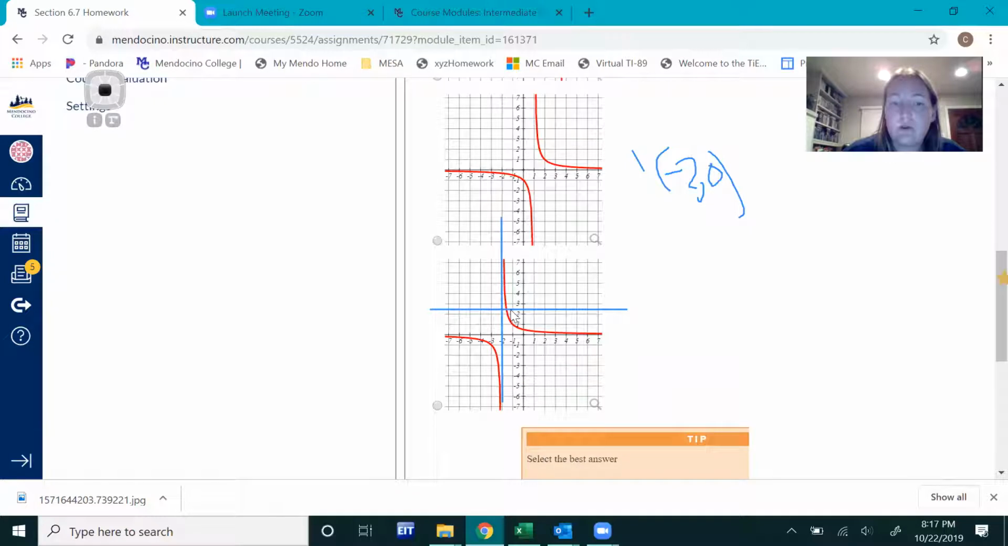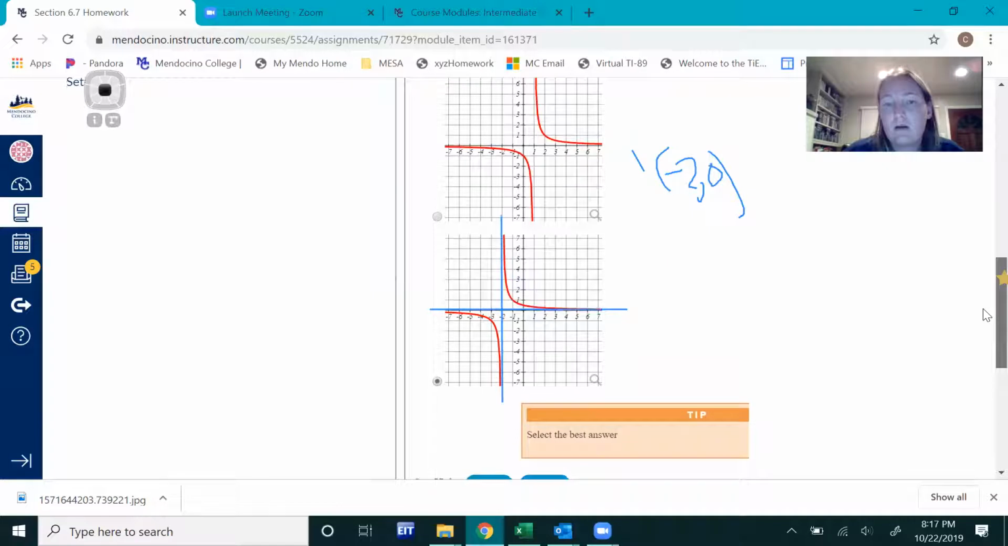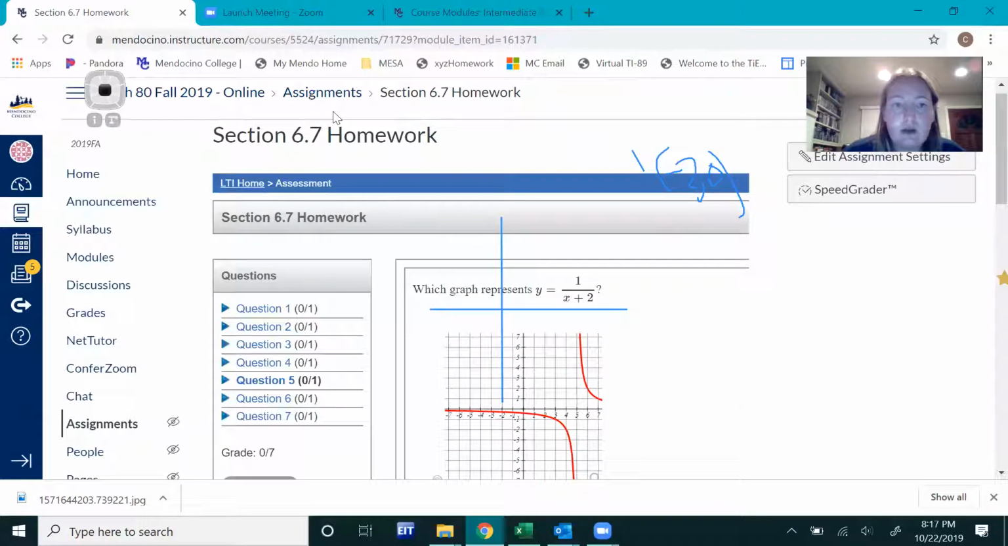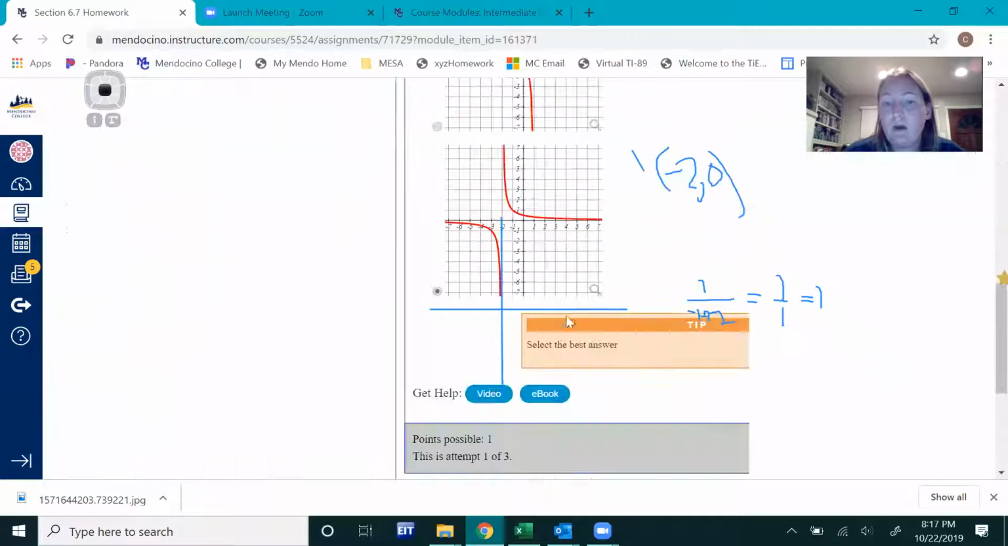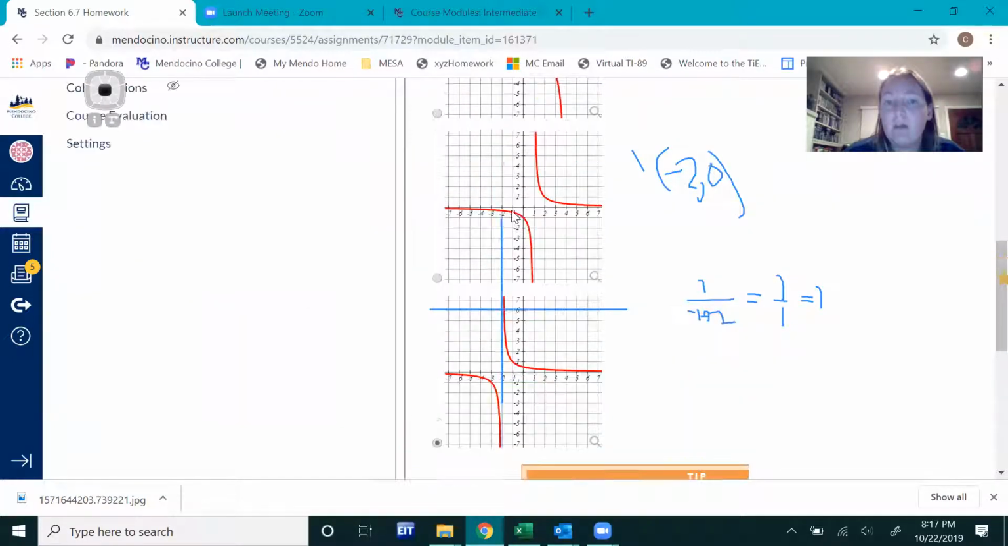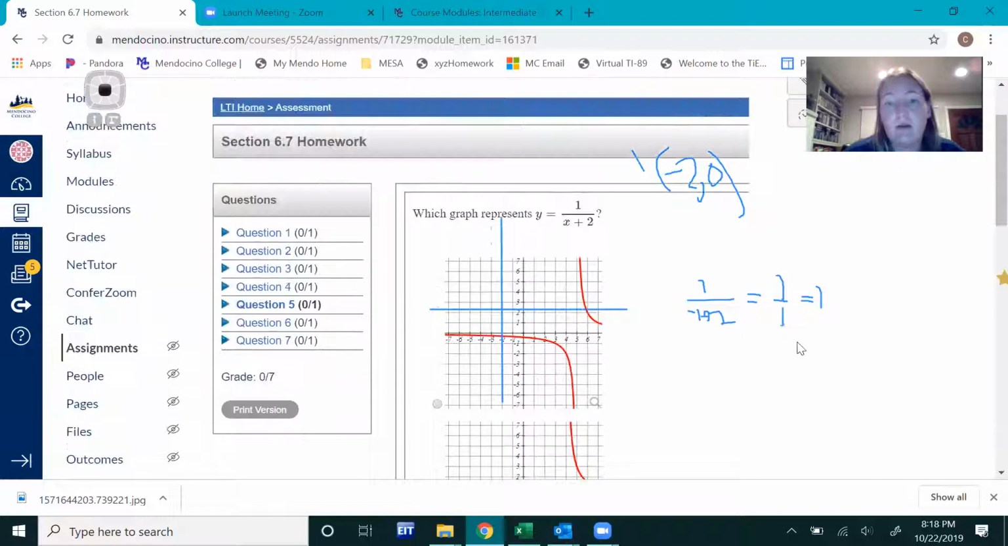But this is the one that will make it work. There we go. -1 should be 1 when you plug it in. So -1: 1 over -1 plus 2 would be 1 over 1, which is 1. So when x is -1, you have a y of 1. You didn't have that here, or here, or here.